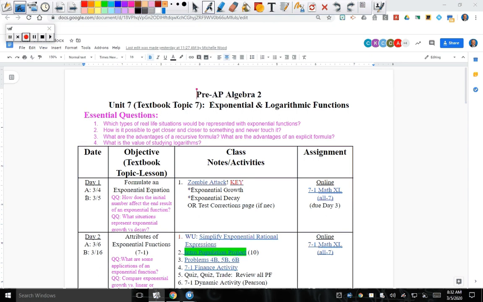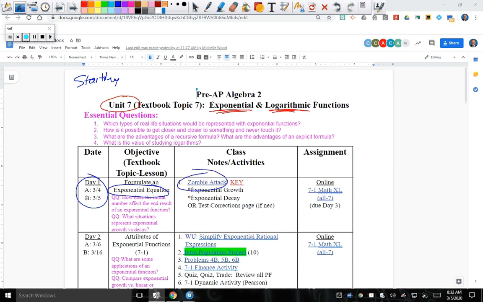So Unit 7, Day 1. Unit 7, we are looking at exponential functions and logarithmic functions. Specifically today, we're going to look at formulas of an exponential equation. How does the initial number, the starting number, affect the end result of an exponential function, and what situations represent exponential growth and decay?